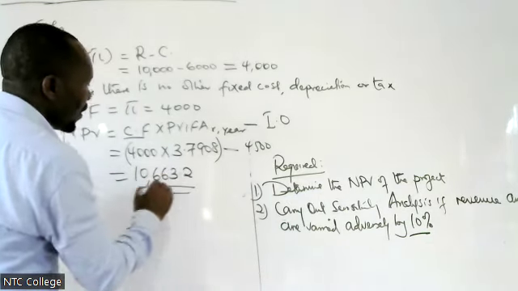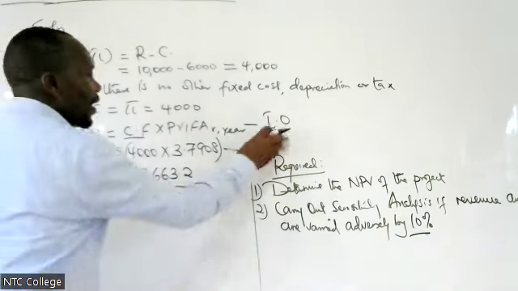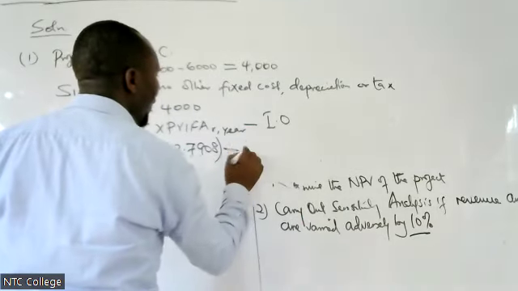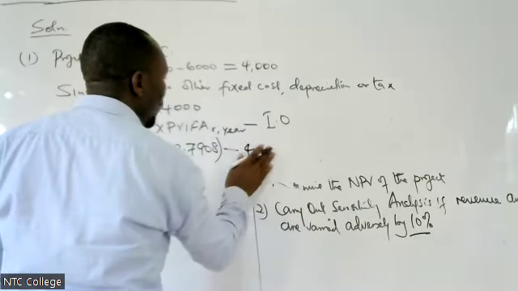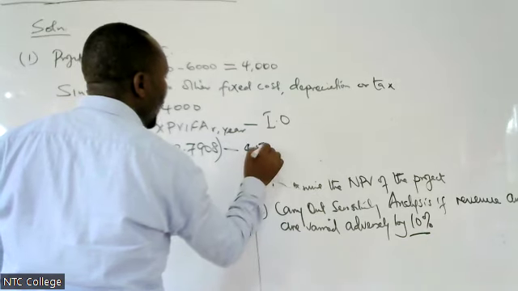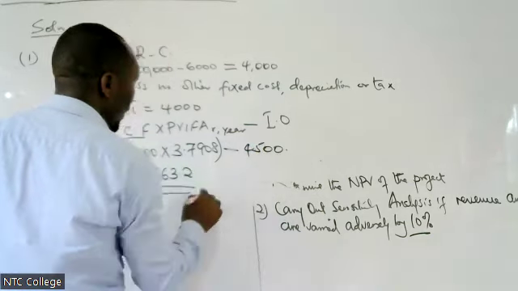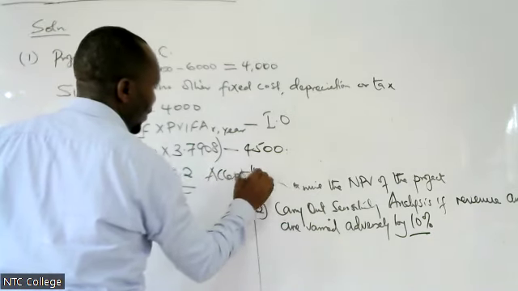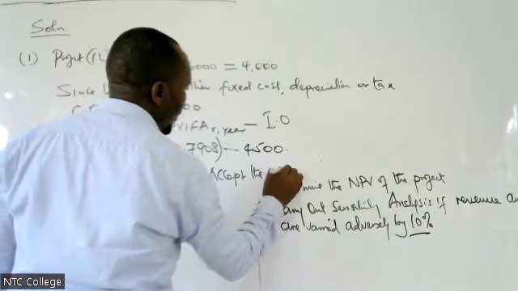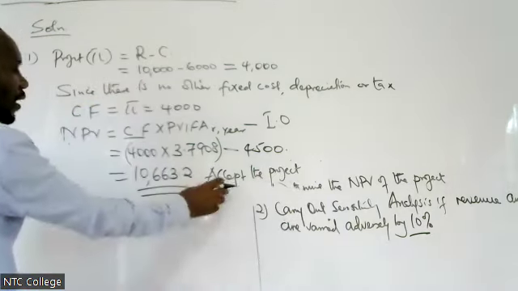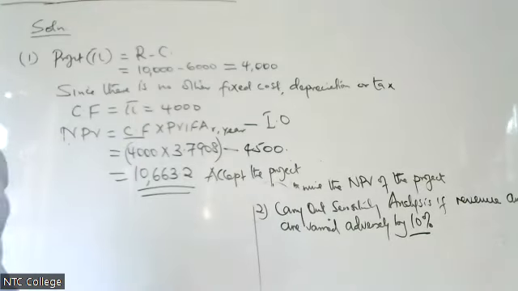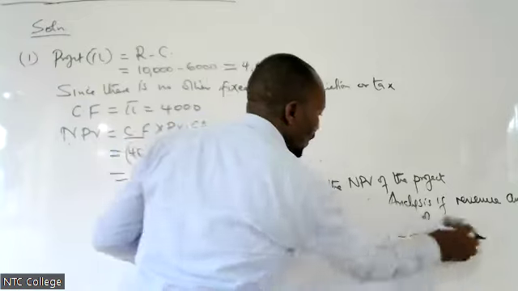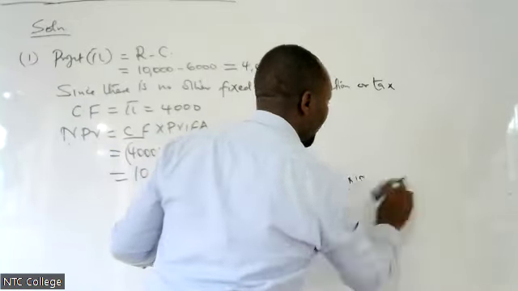Always give a conclusion. Always advise. Whenever you're trying to get NPV, the reason why you're getting it is so that you can advise on management decision. Tell them accept the project. This particular comment only can take you places.